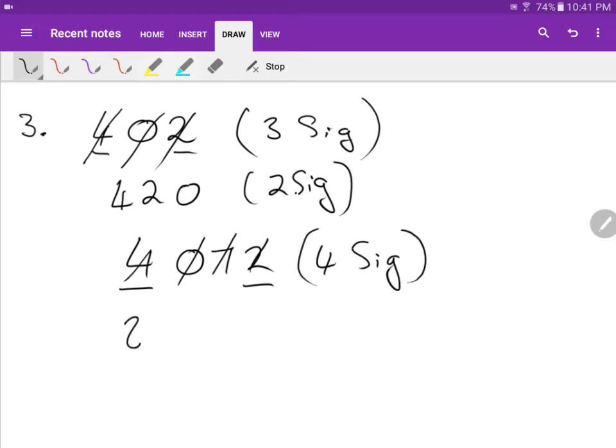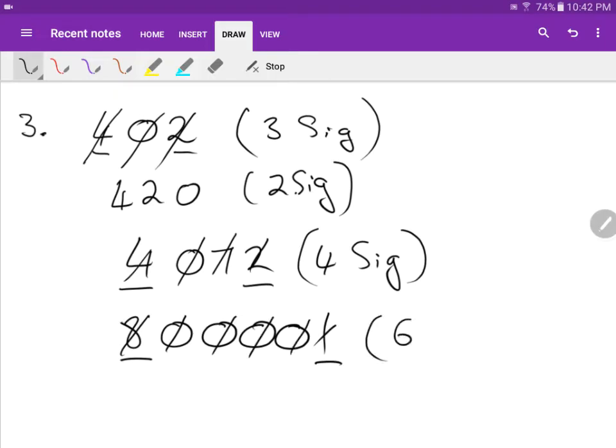Let's say 800001. Because you count the 8 and the 1, everything in between must count. So you've got 1, 2, 3, 4, 5, 6. So 6 significant figures.